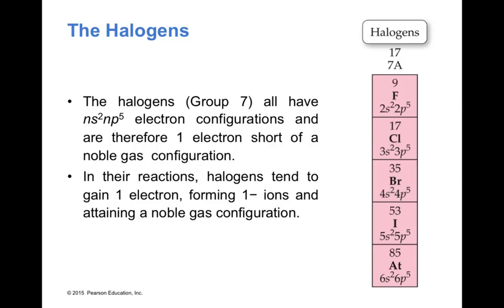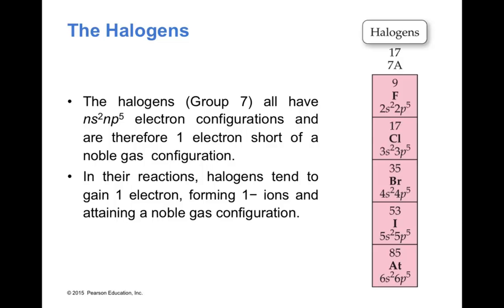The halogens, in group 7, all have ns2 np5 electron configuration and are therefore 1 electron short of a noble gas configuration. They have 7 valence electrons, so they just need to add 1 more electron to have the noble gas configuration.